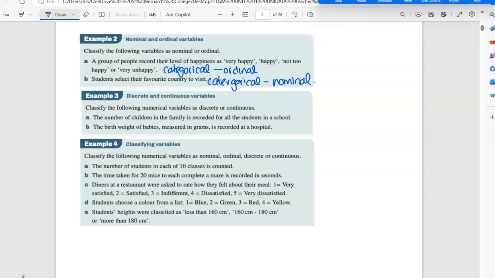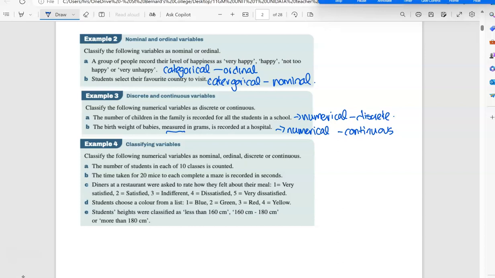What about the number of children in the family is recorded for all students in a school? First of all, is it numerical or categorical? Numerical. And what type of numerical? Good, discrete. Because you couldn't have half a kid, yeah? Okay, birth weight of babies measured in grams. So there's a little giveaway. It's recorded in a hospital. So it's numerical, but what is it? Continuous. Good. Okay, and classify the following as either nominal, ordinal, discrete, or continuous.